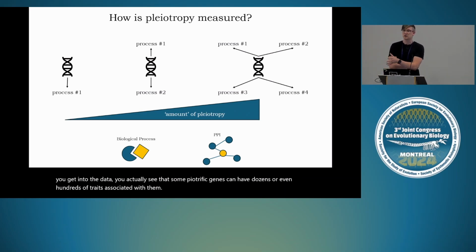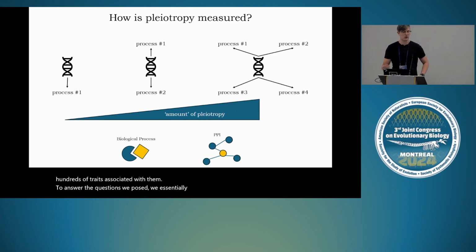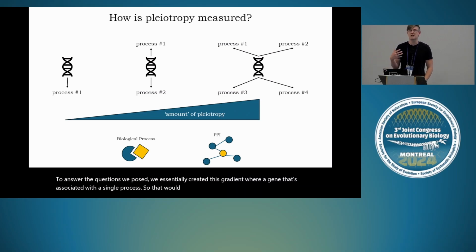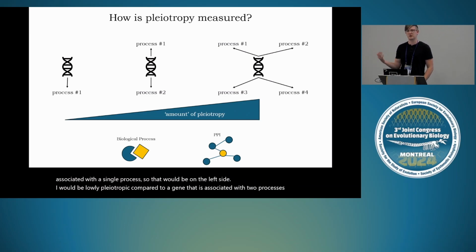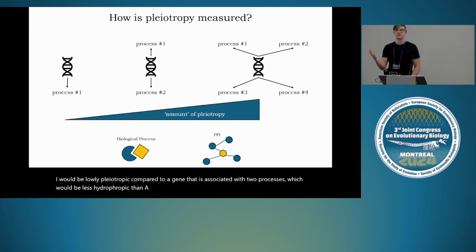To answer the questions we posed, we essentially created this gradient where a gene that's associated with a single process, so that would be on the left side, would be lowly pleiotropic compared to a gene that is associated with 2 processes, which would be less pleiotropic than a gene that's associated with 4, for example.